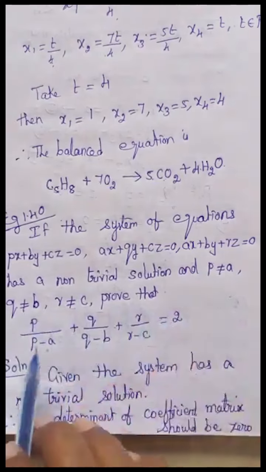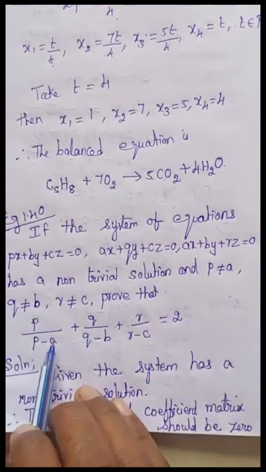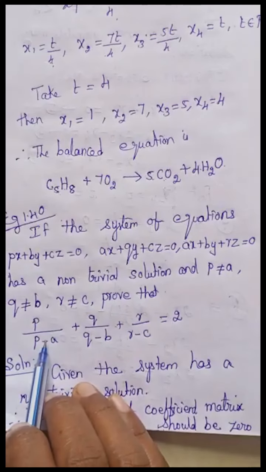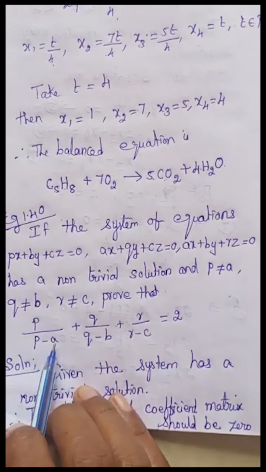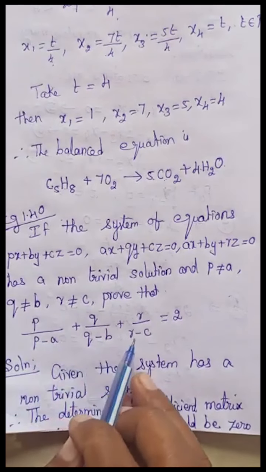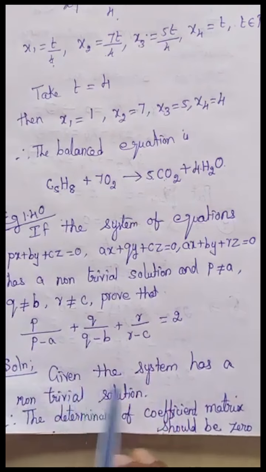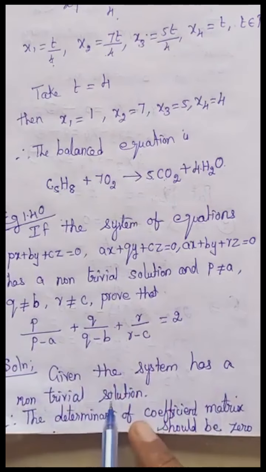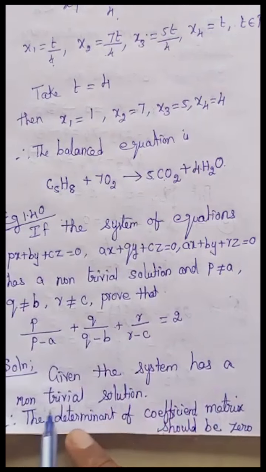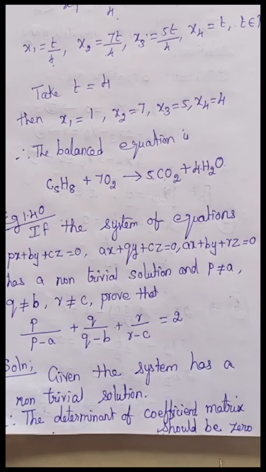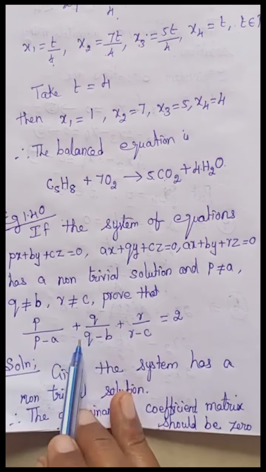Why did they give P not equal to A? If P is equal to A, what happens? This denominator will become 0. That is why they have given P not equal to A, Q not equal to B and R not equal to C. See the solution. Given the system has a non-trivial solution. Yesterday we learned, isn't it? If it is a non-trivial solution, then the determinant of the coefficient matrix should be 0. So using this condition, we are going to prove this.